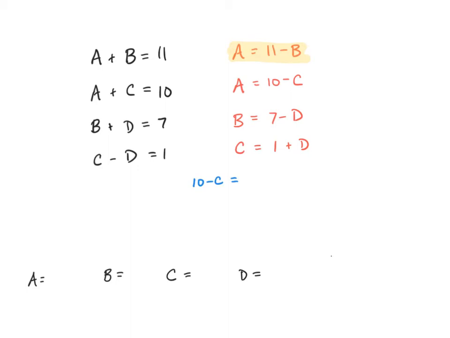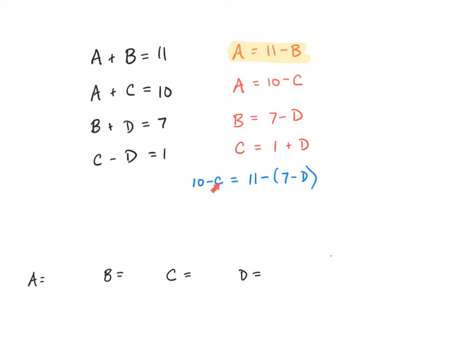So 10 minus c, a, equals 11 minus b, which is 7 minus d. Now notice I put that in parentheses because you are going to need to distribute this subtraction to everything in the parentheses, because this right here is equal to b. However, so far we still have an equation that has two different variables, and our goal is to get an equation with just one variable.